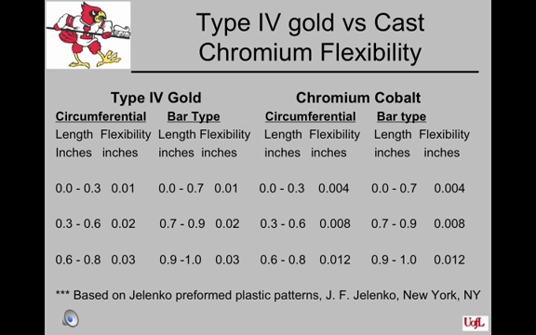This is a chart comparing the flexibility of gold with chromium cobalt. You will notice with either metal that as the length of the clasp arm goes up, the flexibility of the clasp increases. You will also notice that the gold could go into a larger undercut than the chromium cobalt because it exhibits greater flexibility than the chrome cobalt for a given length of clasp. Type 4 gold will flex more than cast chromium alloys.